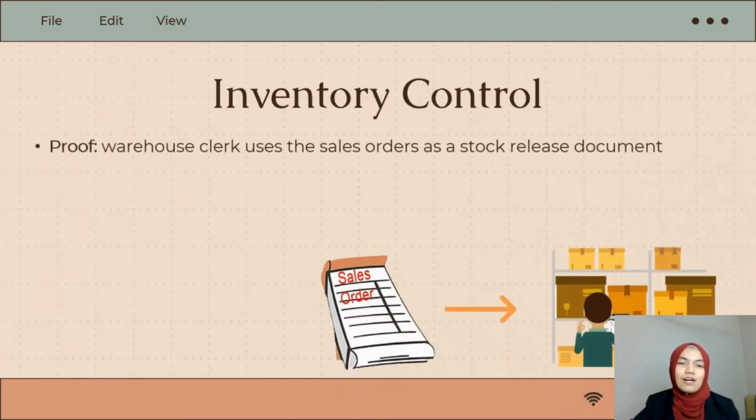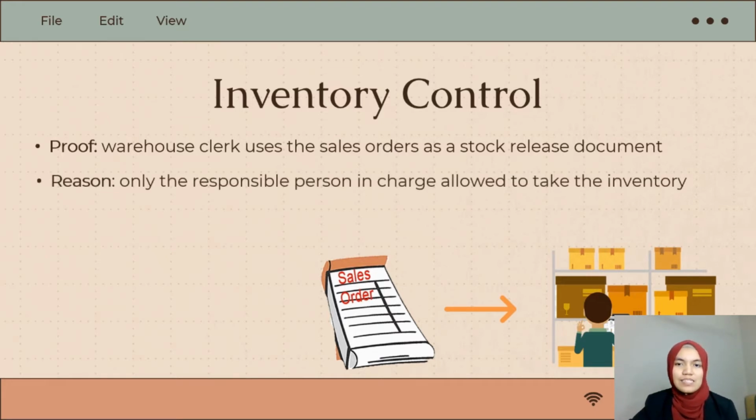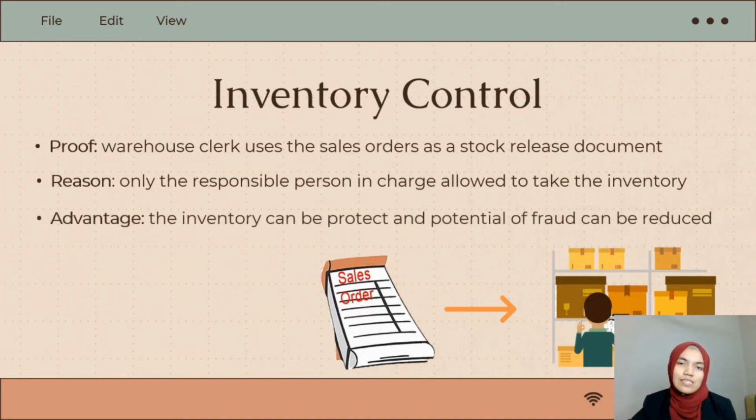Next is inventory control. To prove, the warehouse clerk uses the sales order as a stock release document. This shows that only the responsible person in charge is allowed to take the inventory. So this can be said as a strong internal control because the inventory can be protected and any potential of fraud can be reduced. When any fraud or corruption happens, the SSU can refer back to the person in charge who is responsible for the assets of the company.